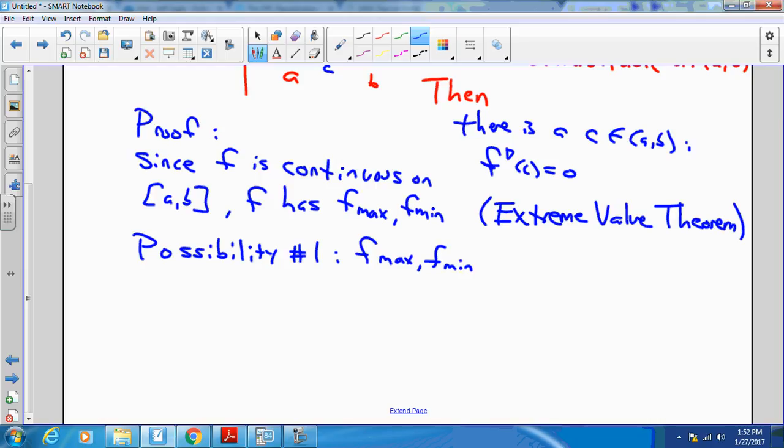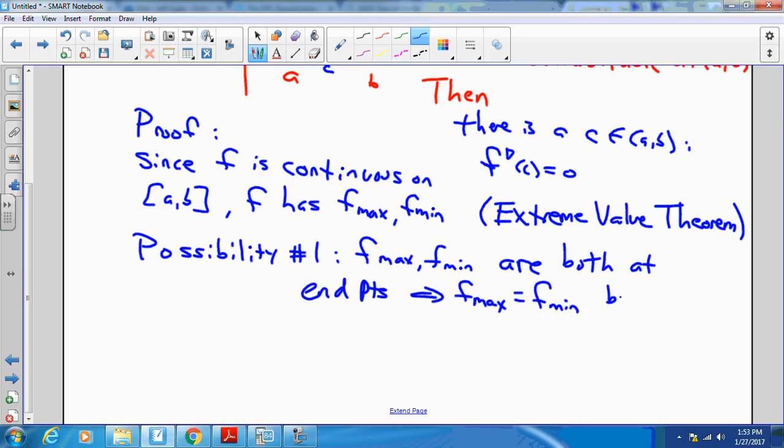Possibility number one. If the f max and the f min are both at endpoints, then that means that they have to be equal to f of A and f of B. But f of A equals f of B. And so because f of A equals f of B, f max equals f min. There is only one kind of function whose max is equal to its min, and that's a constant function. That's exactly right.